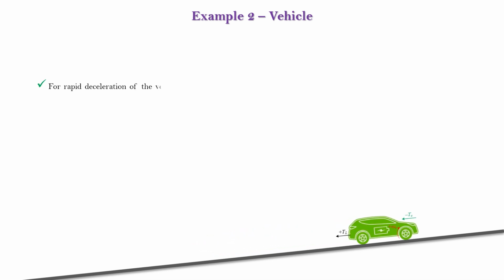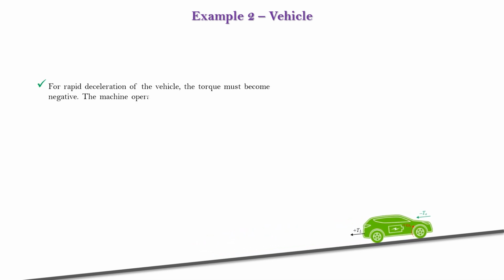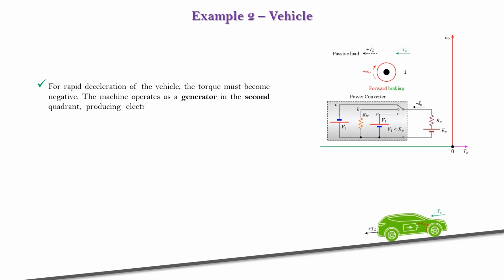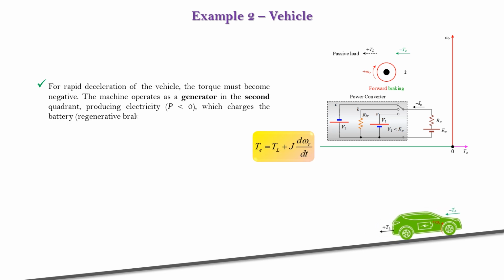For rapid deceleration of the vehicle, the torque must become negative. The machine operates as a generator, in the second quadrant, producing electricity, which charges the battery.